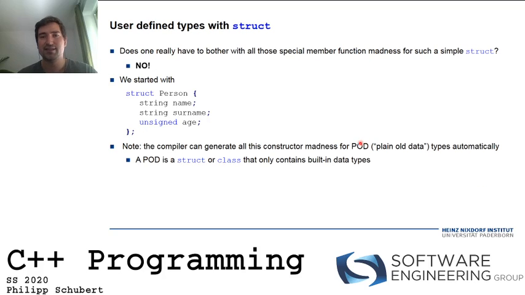A plain old data type is a struct or class that only contains built-in data types. That might also be of importance. You sometimes hear the term POD type, plain old data type, a type that only contains built-in data types like int, double, character. And here we also have two STL types, namely std::string, and the compiler knows how they have to be copied.